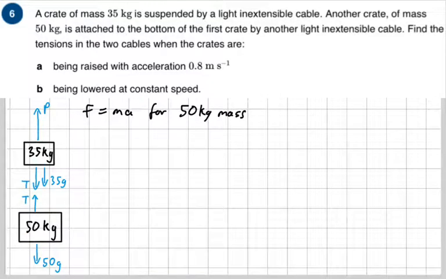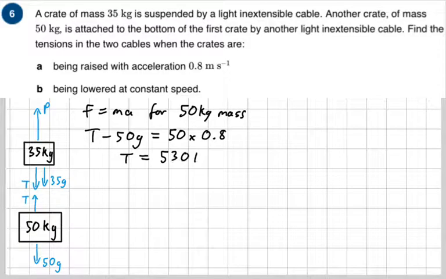We need to choose a positive direction. Up seems to make sense. So I'm doing positive T minus 50g, and that's going to be equal to 50 times, well, in part A, the acceleration is 0.8. We'll come to part B in a few minutes. So in this case, we don't get simultaneous equations, because we can just work out T straight away. So it's potentially a bit easier than the previous question. So that just gives us T is 530 newtons.